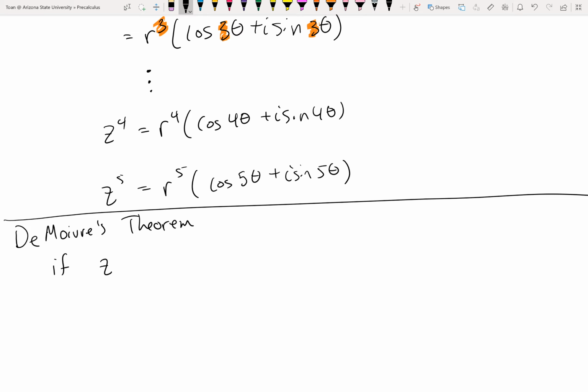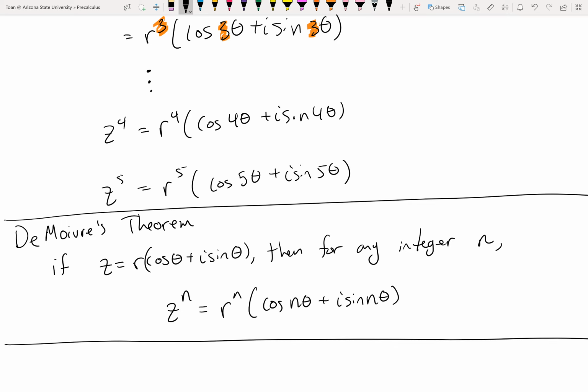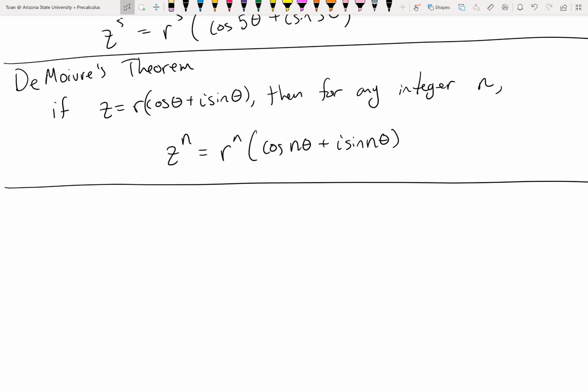It states that if z equals r cosine theta plus i sine theta, then for any integer n, so it works for positive whole numbers or negative whole numbers, if I raise that complex number z to the nth power, all I have to do is apply the exponent to the modulus and multiply the angle by the n. So this is the formula, or this is the way that we would apply an exponent to complex numbers. And it can be helpful when it comes to exponentiating complex numbers to high exponents.